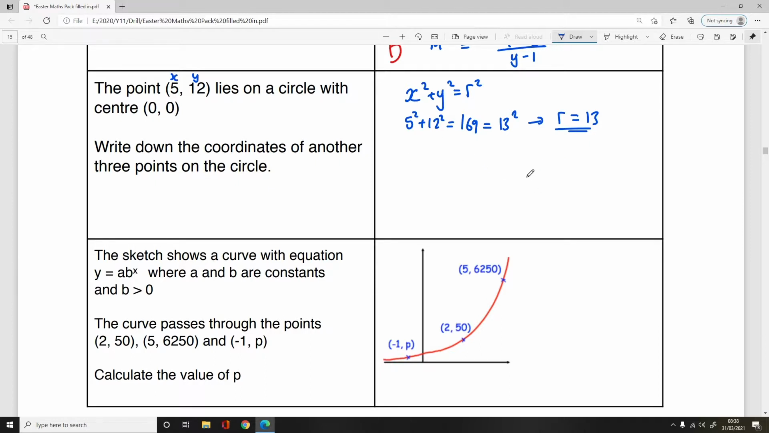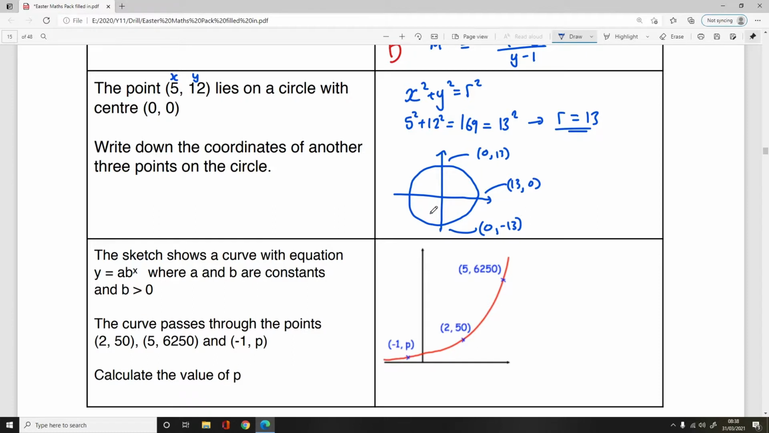And if we want the coordinates of another 3 points on the circle, we could just draw it out. It's got a radius of 13, so we could have the coordinate 13, 0. We could have the coordinate 0, 13. We could have the coordinate 0, minus 13. We could also have minus 13, 0 on the other side as well.